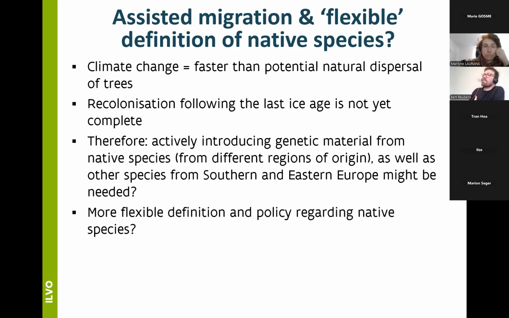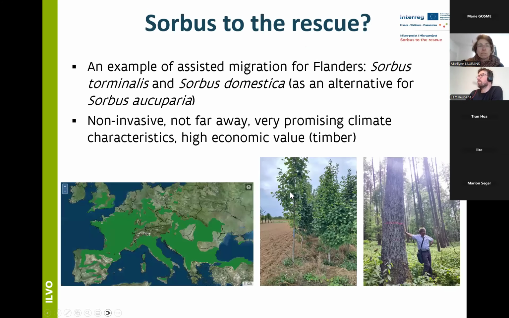In our case, for example, from Southern and Eastern Europe might be needed if you want to cope with the quickly changing climate. So something at least to reflect upon. I'm not giving an answer, a yes or a no to that, but maybe a more flexible definition and policy regarding native species is an important aspect.